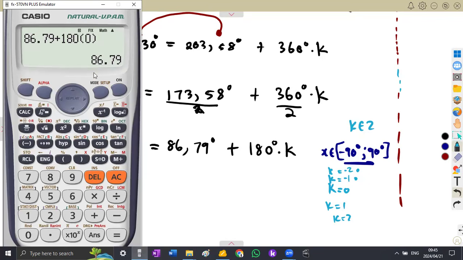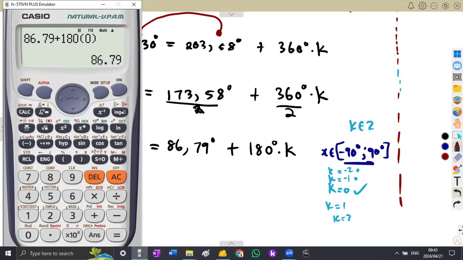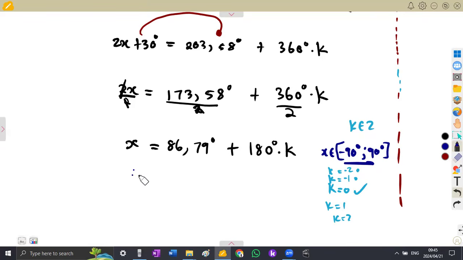What are we having? 86.79, meaning to say where k is equal to 0, this can give us the exact solution because 86.79 is within -90 to 90 degrees. It's within these numbers. So this is our solution. Therefore, we can say our x from this is equal to 86.79 degrees. It's a solution, this one.